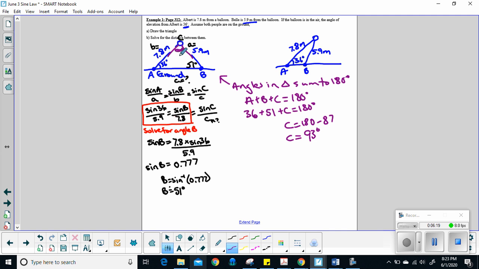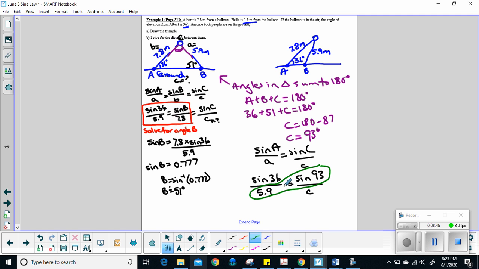Now that I know that angle, I can finish off my equation and solve for what I actually wanted. So sine A over A is equal to sine C over C. Sine of angle A is 36, side length A is 5.9, equals sine of angle C, 93, over side length C. Good. Let's cross multiply. Remember, you multiply the numbers that are on a diagonal from each other and divide by the other one. So C is going to be equal to 5.9 times sine of 93, all divided by sine of 36.